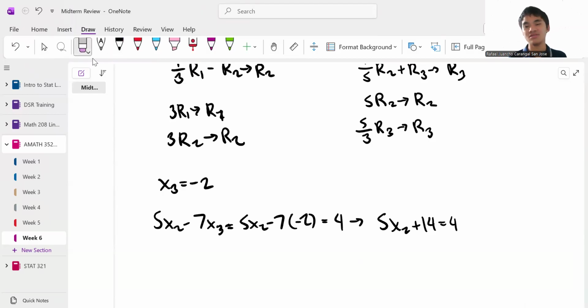4 minus 14, -10. Here we would get 10. And then we divide by 5. X sub 2 is -2.